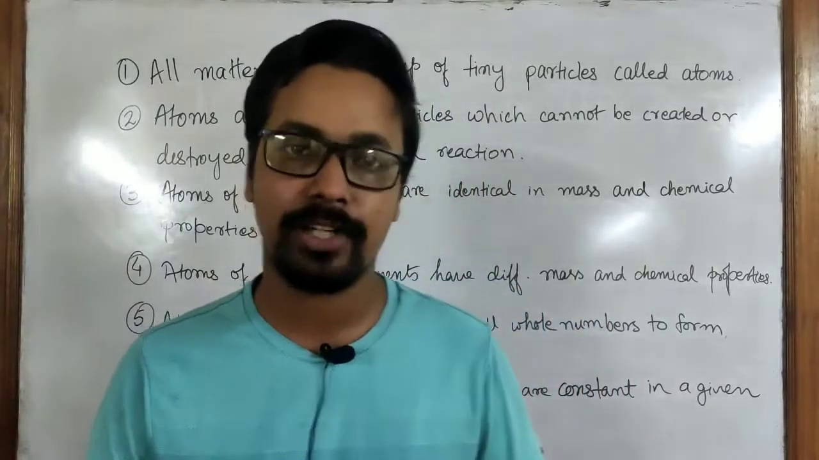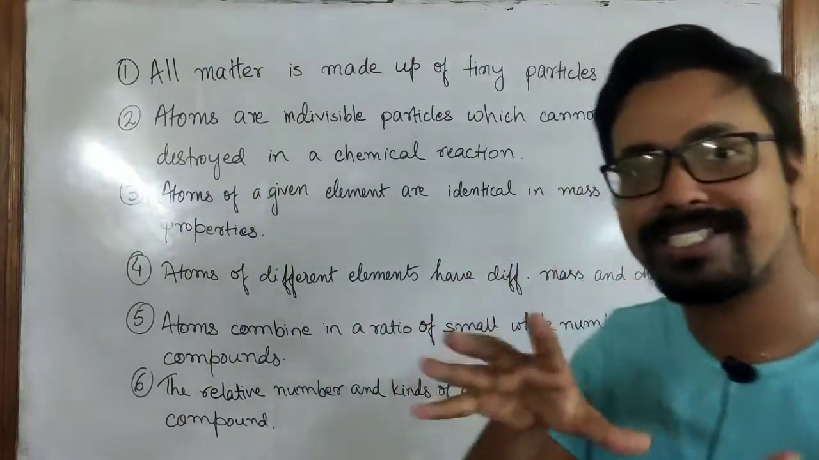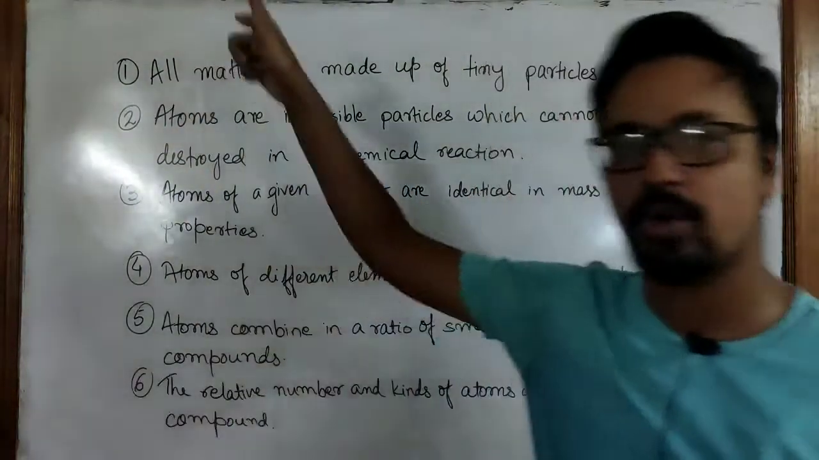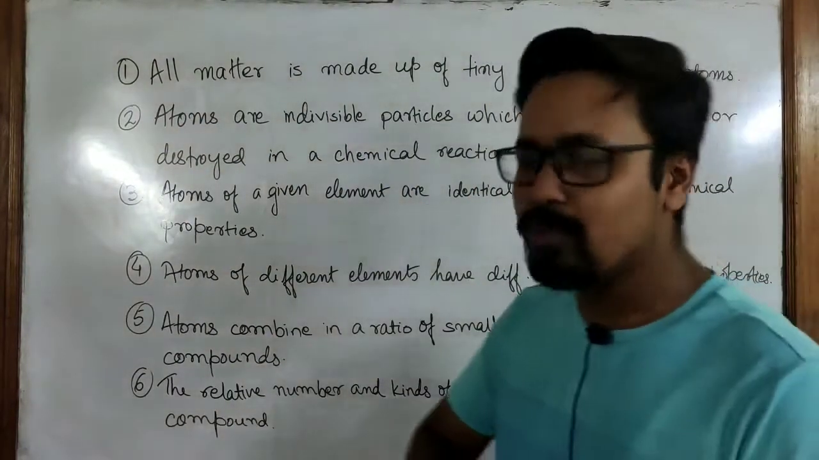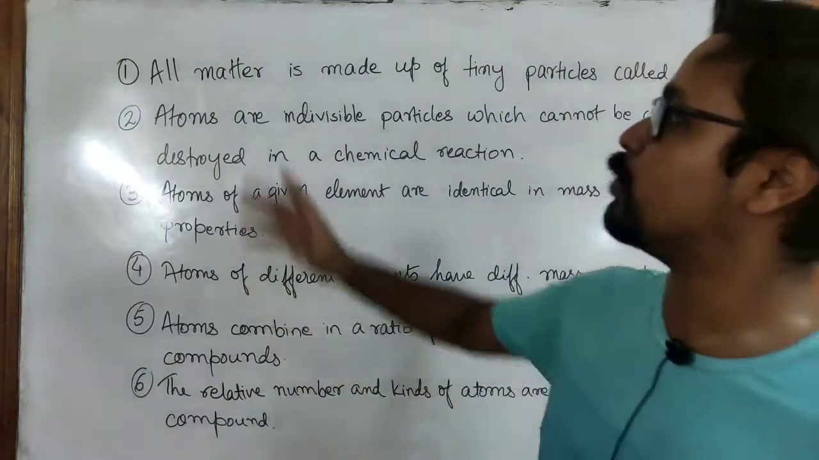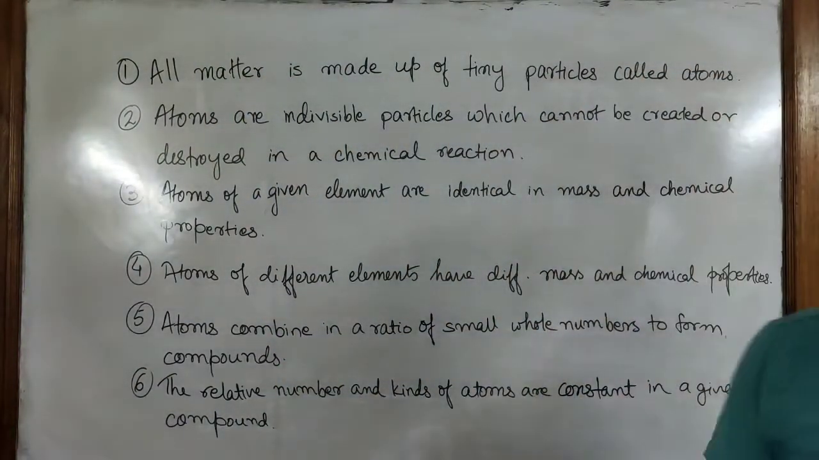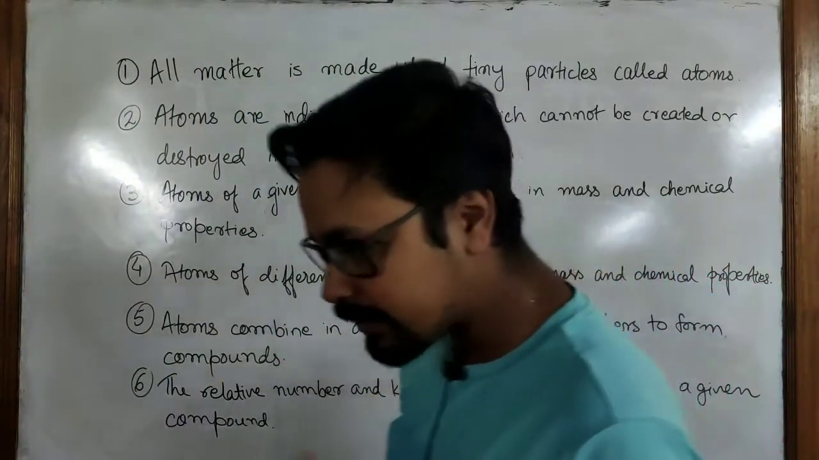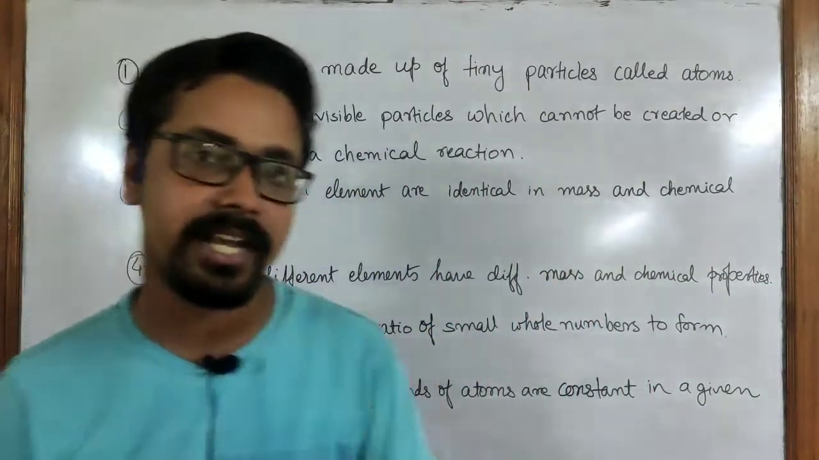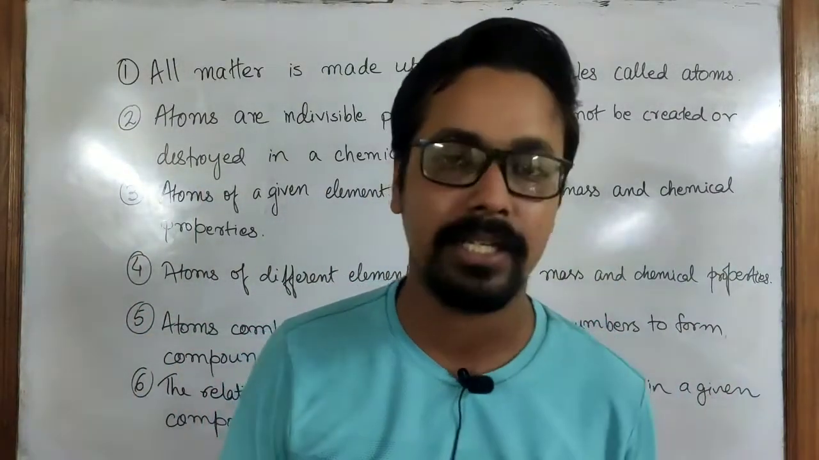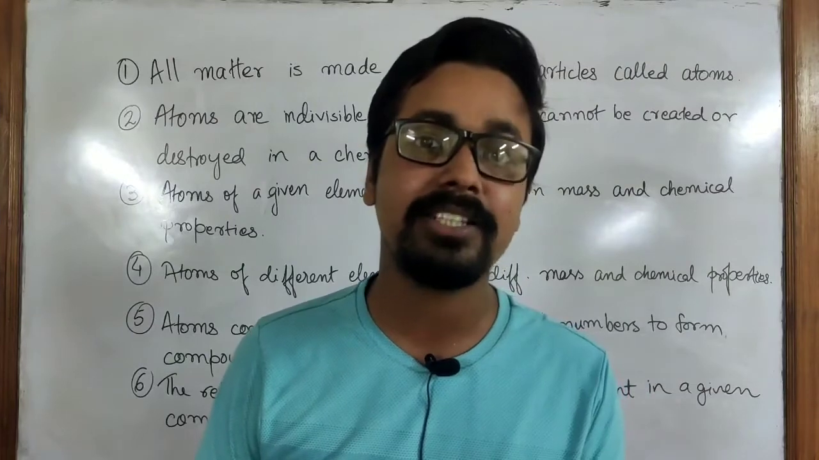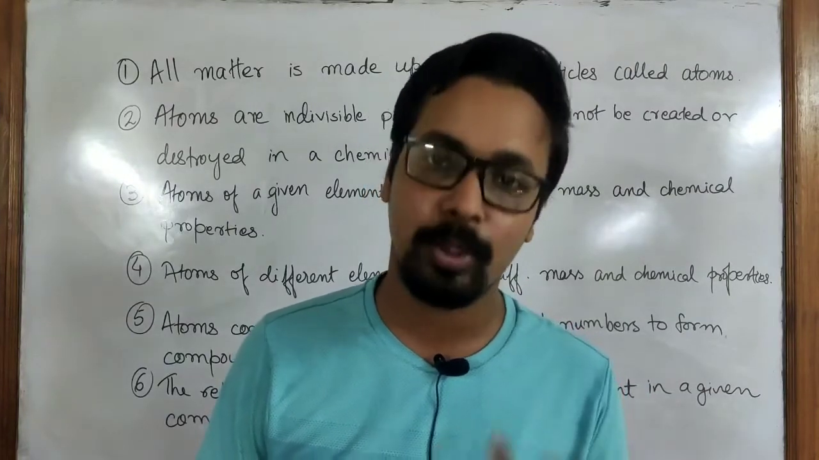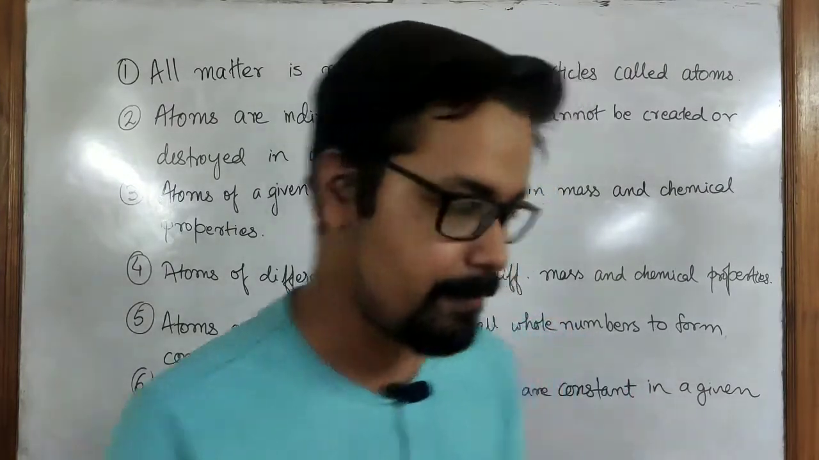So here we are in Dalton's atomic theory, and what are the points that he mentioned? He mentioned these 6 important points from his theory. What does it start with? It starts with: all matter is made up of tiny particles called atoms. So he tries to imply that everything that we see around us, all sorts of matter, is made up of tiny particles called atoms. That means the atom is the building block, as I have mentioned earlier.